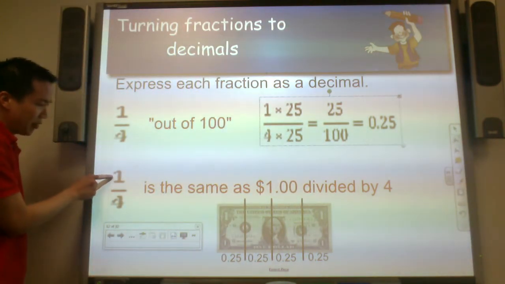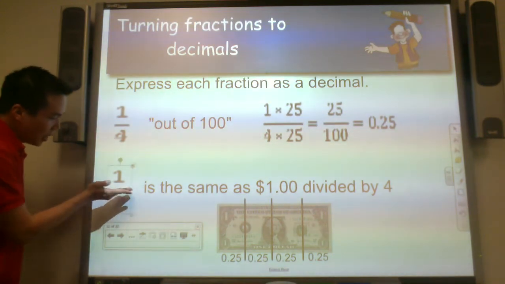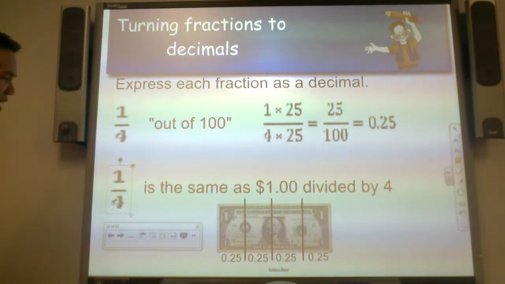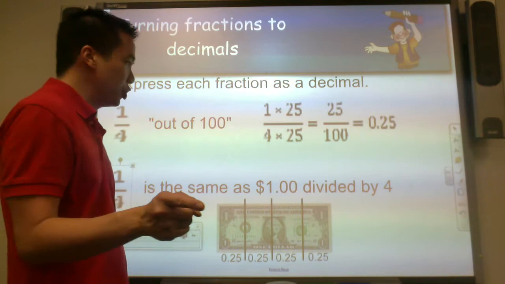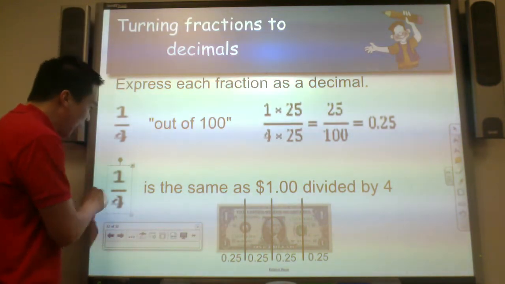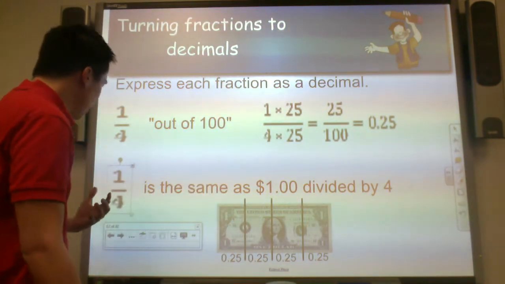If you do not care for the out of 100 way, you can divide. This really means you have a dollar. This fraction bar, people say, oh, it's a fraction. It's also a division bar too. It means 1 divided by 4.